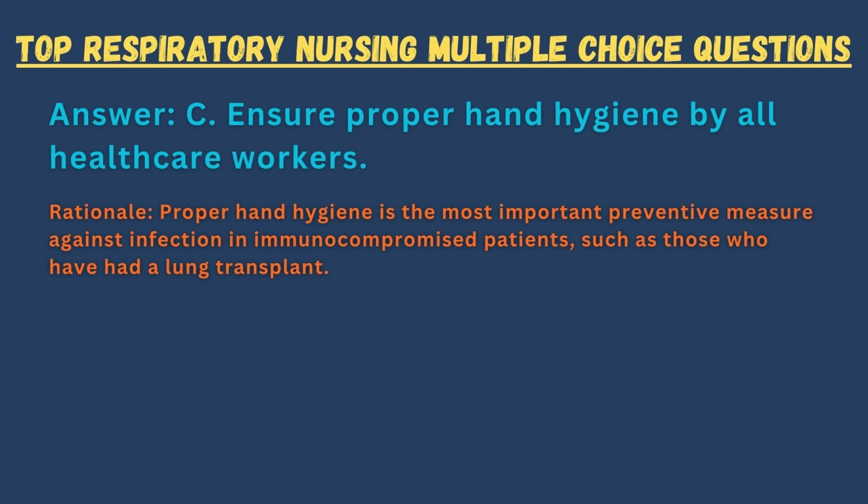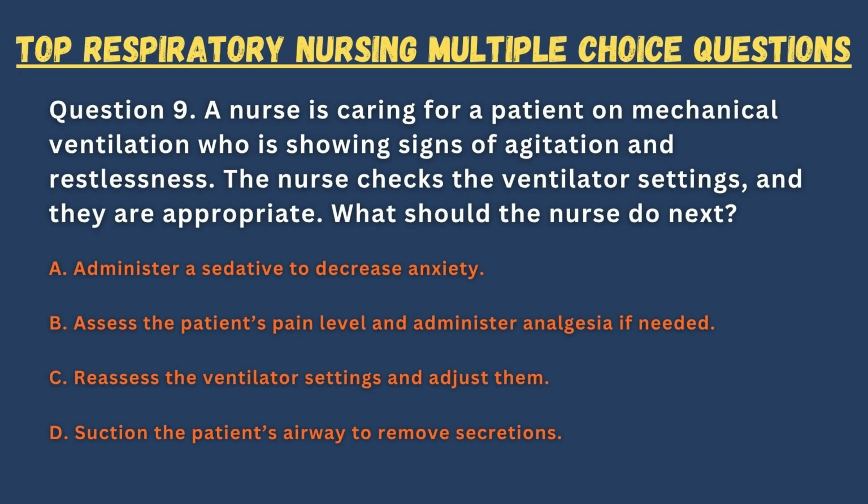Rationale. Proper hand hygiene is the most important preventive measure against infection in immunocompromised patients, such as those who have had a lung transplant. Question 9. A nurse is caring for a patient on mechanical ventilation who is showing signs of agitation and restlessness. The nurse checks the ventilator settings and they are appropriate. What should the nurse do next?